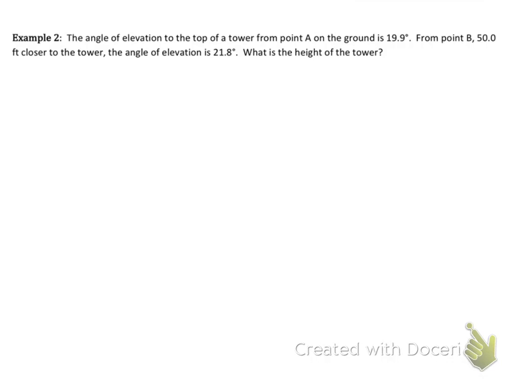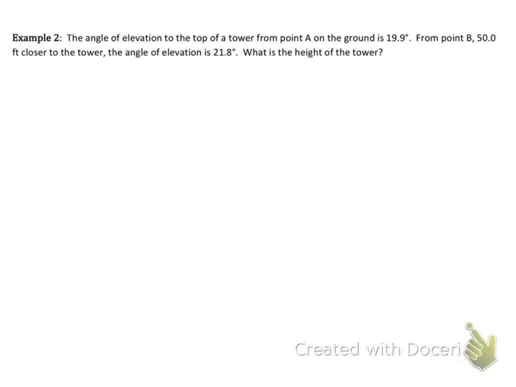So, let's not panic yet. Okay, so we have the angle of elevation to the top of a tower from point A is 19.9 degrees. What time is this class up? Oh, we got plenty of time. We're good.